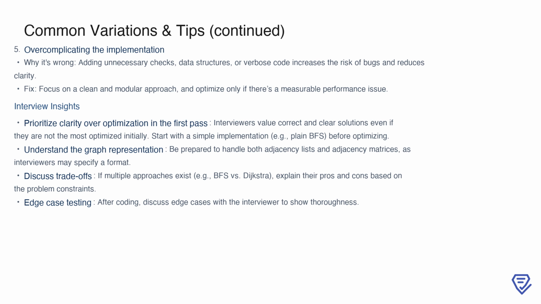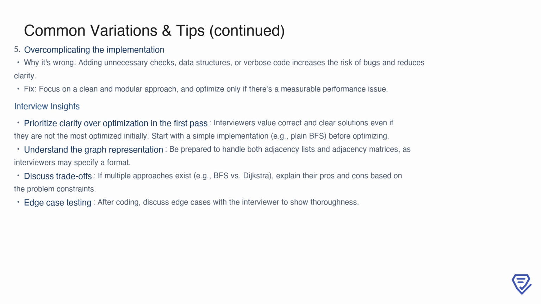Overcomplicating the implementation is another pitfall to avoid. Adding unnecessary checks, data structures, or overly verbose code can make your solution harder to debug and less clear. Instead, aim for a clean, modular approach and optimize only if there's a measurable performance problem. From an interview perspective, clarity should always be your top priority in the first pass. Interviewers generally prefer a correct and clear solution over an overly complex one, even if it's optimized.